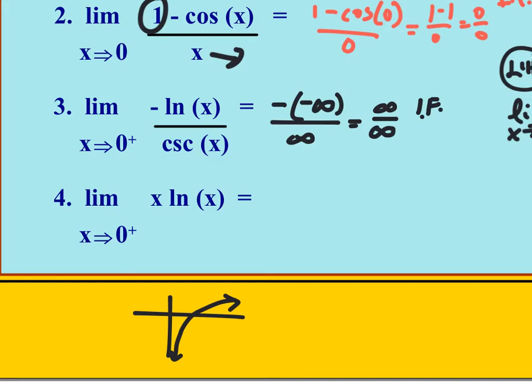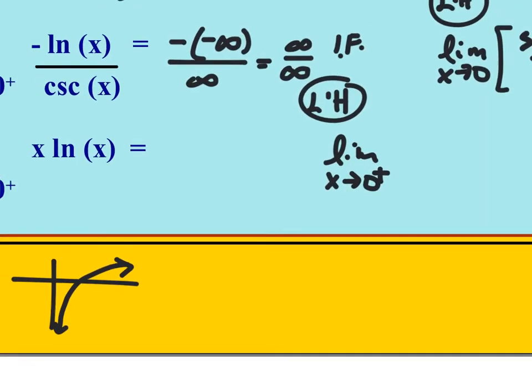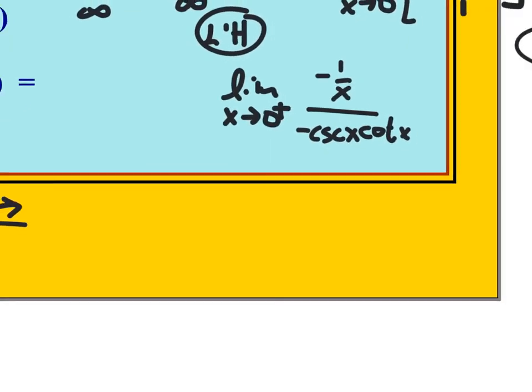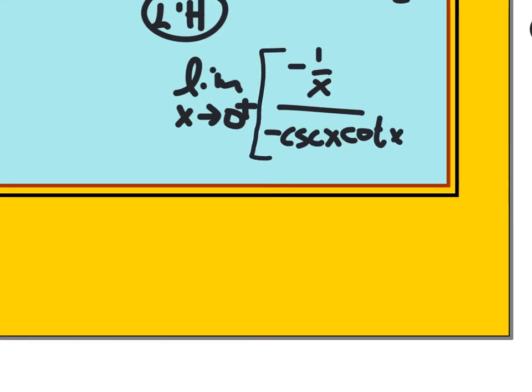Therefore, I'm going to take the derivative of the top and the bottom. Okay, so I apply L'Hopital's rule. So I have the limit as x approaches 0 from the right. The derivative of negative natural log of x is negative 1 over x. The derivative of cosecant is negative cosecant x cotangent x. Okay, so now I'm going to evaluate those.